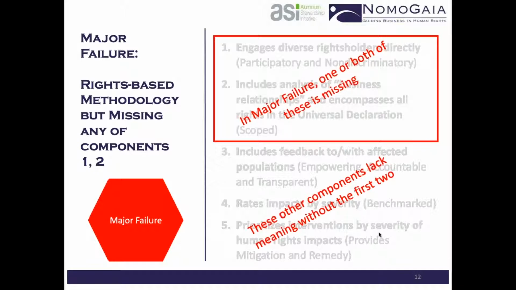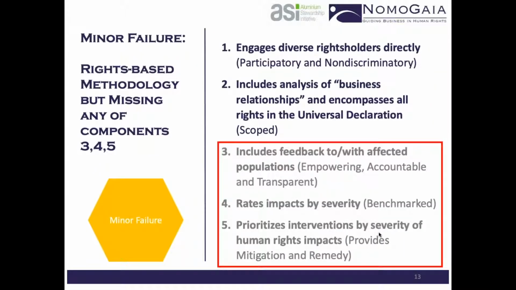So skipping forward to a minor failure, there are situations where if you receive an HRIA that is participatory and inclusive of the full suite of rights, there are ways for the company under audit to repair that HRIA. If any or all of those last 3 components are missing, the entity can have its human rights team return to the field for consultation, revisit findings to rate impacts, or reorganize its management plan to prioritize impacts by the severity of impact. The absence of any of these 3 components is fixable.